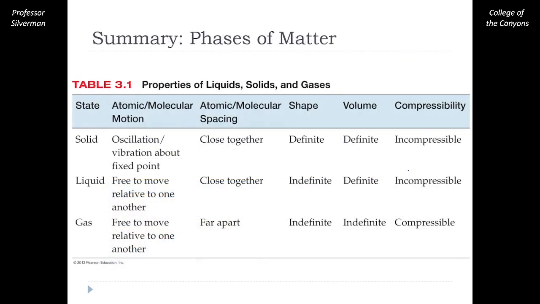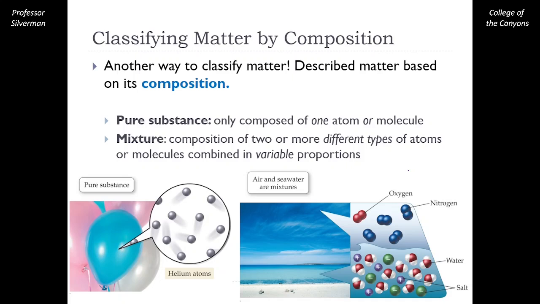Here we have a quick summary of our 3 common phases of matter: solids, liquids, and gases. Our second goal was to categorize matter based on composition. As it turns out, matter comes in a variety of different forms, depending on how it's prepared, purified, found, etc. The 2 major categories in this system are pure substances and mixtures.